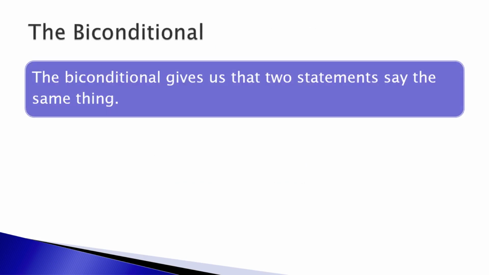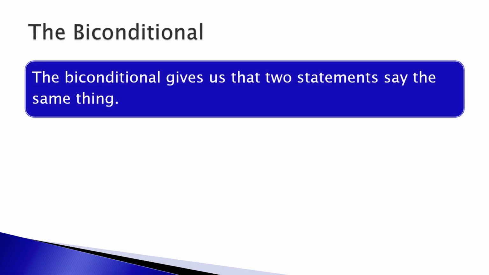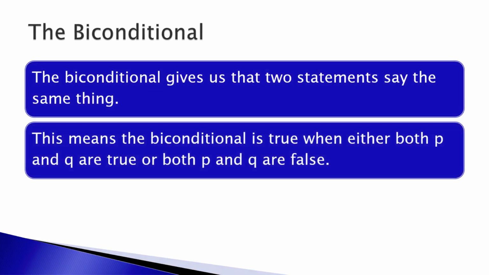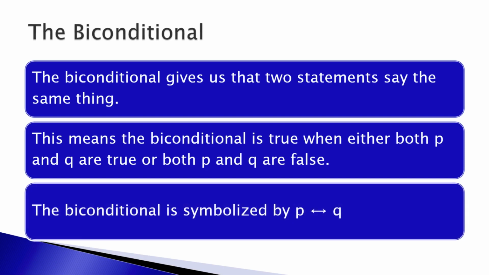Now let's take a quick look at the biconditional. The biconditional gives us that two statements say the same thing. This means the biconditional is true when either both P and Q are true, or both P and Q are false. This is sort of a stronger version of the conditional. And it's symbolized by a double-headed arrow pointing to both P and Q.